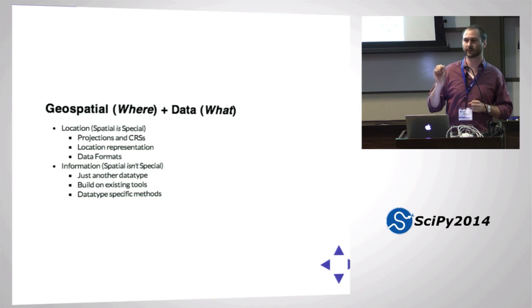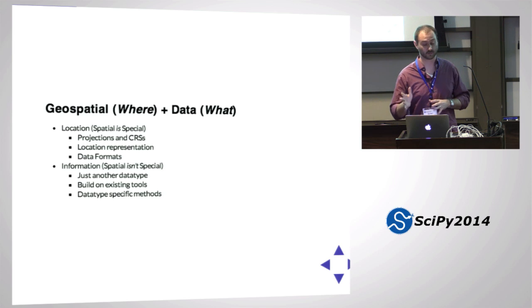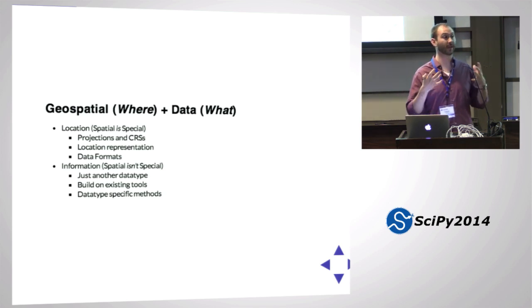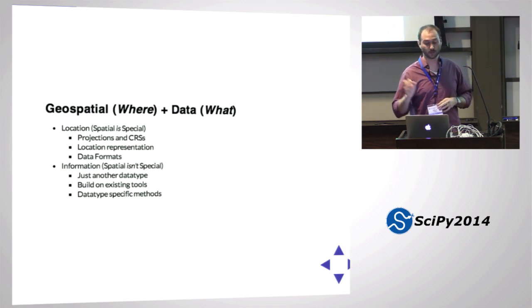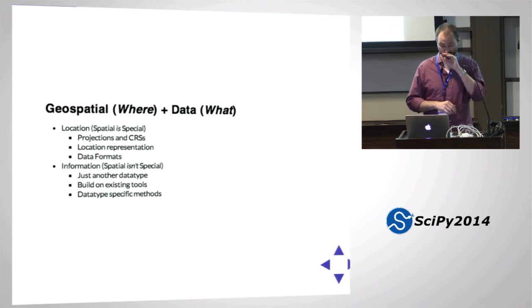So we're gonna cover things like projections and coordinate reference systems. Although this is not like GIS 101, so I'm gonna gloss over it pretty quickly with mostly just pictures. How we actually represent location, I'm gonna talk about, because that's relevant for some of the libraries we're gonna work with. And then different data formats and how we read and write them. And then when it gets to the data part of it, I'm gonna suggest that geospatial data is really just another type of data, just like a float or an int or a string, and there's quite a few tools that we can use to operate properly on this type of data.